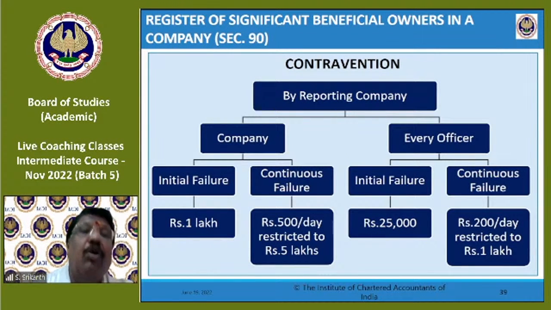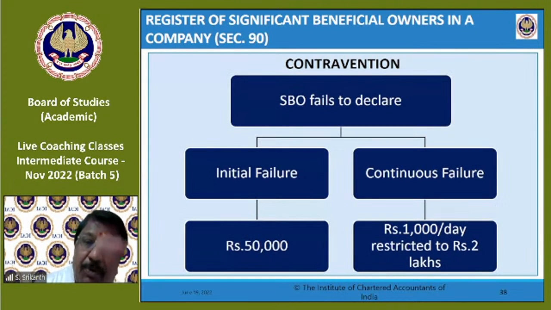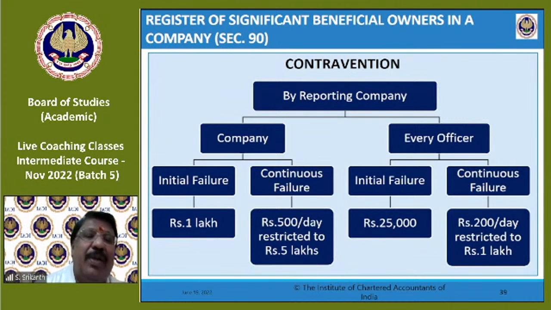If the reporting company fails to give the information, the SBO will be punished. The company also is punished: 1,500,000 per day up to 5 lakhs. The officer: 25,200 per day up to 1 lakh.